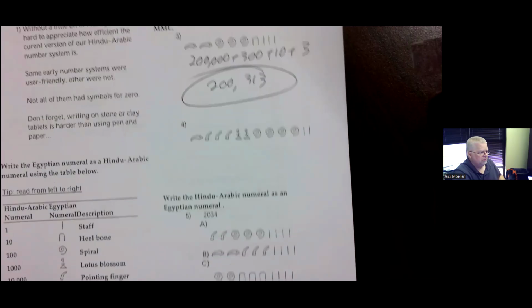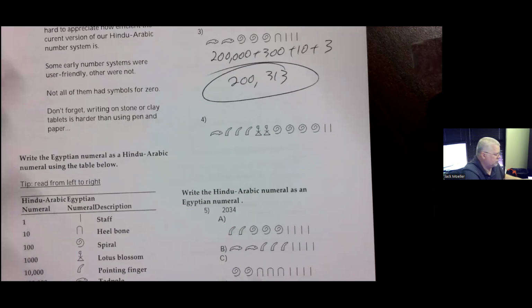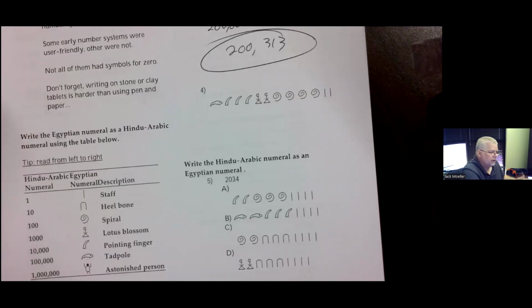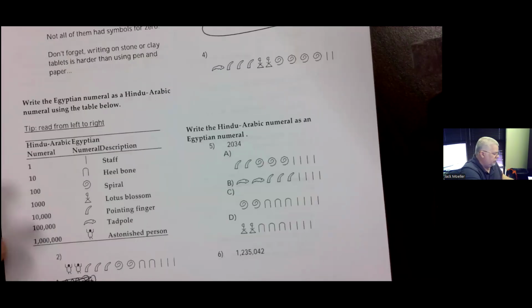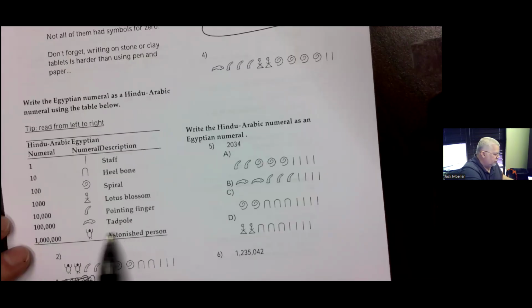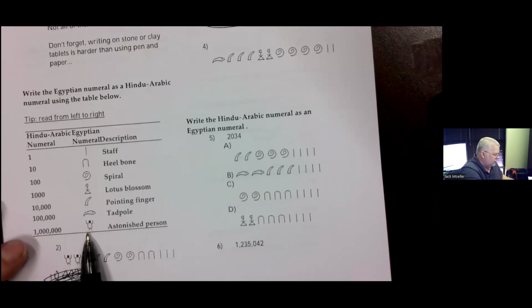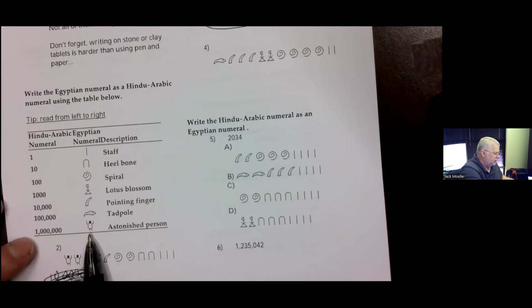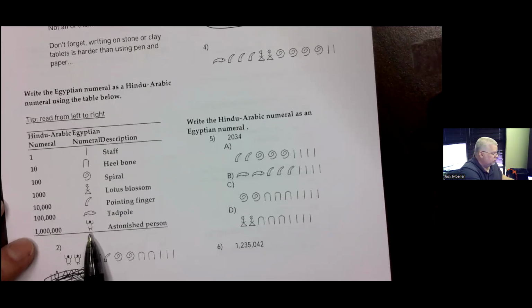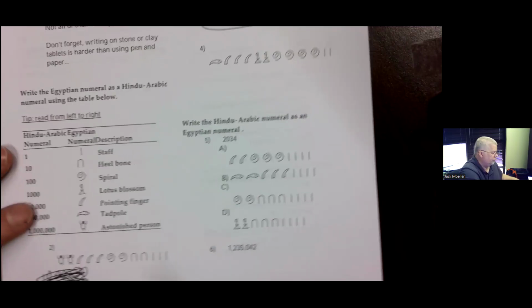Like I said, the Egyptian number system is, I think, user friendly. It's going from left to right, from highest place value to lowest place value. You have a single symbol for each one. So if you wanted 9 million, they're not going to do anything fancy. They're just going to do 9 astonished persons symbols. And so we'll go from there.